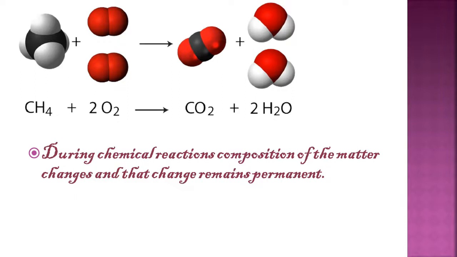When methane combines with two molecules of oxygen, it forms carbon dioxide and water. That means the composition of matter, like the composition of methane and oxygen, changes to carbon dioxide and water. So in a chemical reaction the composition of matter changes and this change remains permanent. We cannot separate the carbon dioxide and water.